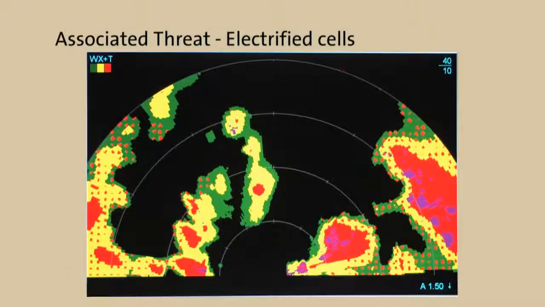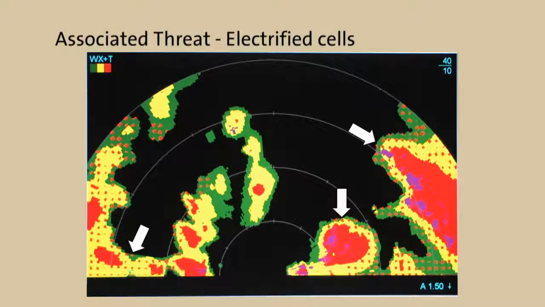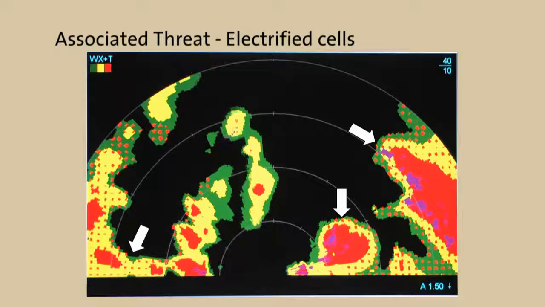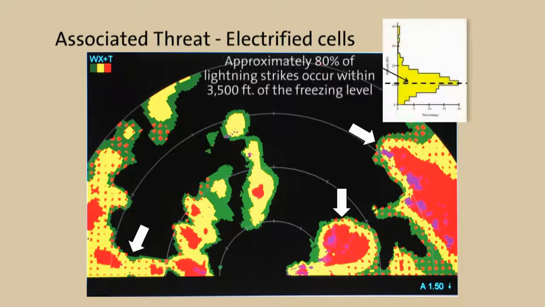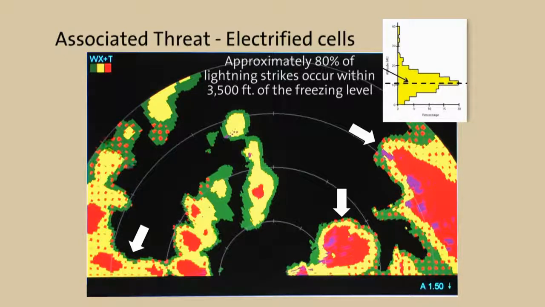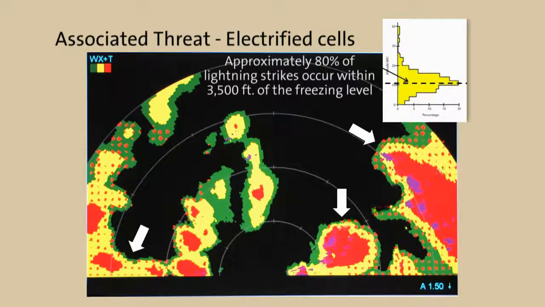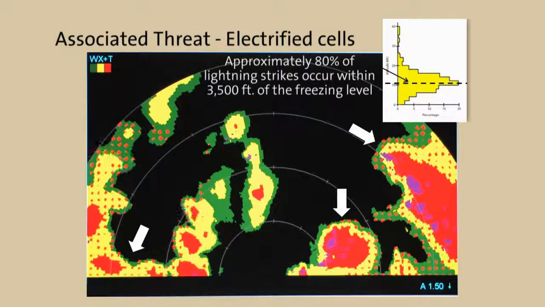As explained earlier, mid-altitude associated threat consists of red speckles contained within the cell boundaries. These cells are potential lightning sources. Approximately 80% of lightning strikes occur within 3,500 feet of the freezing level. When electrified cells are present, and when it is practical, transit through the area near the freezing level as quickly as possible. Also, maintain an appropriate distance from electrified cells in accordance with company guidelines.